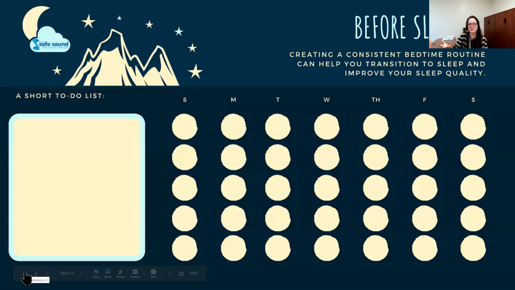So there's also a slide that's kind of blank. So an example slide, and then here where you could create your own structure. What are the things that your child thinks are important? What are the things that help your child fall asleep and stay asleep? So that's one example model.